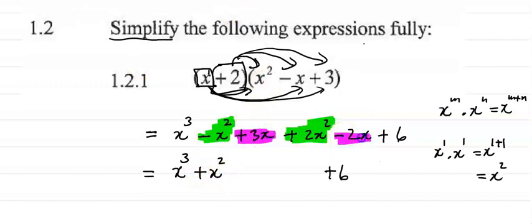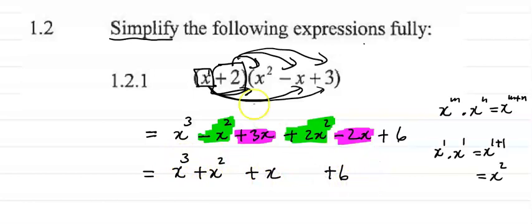Plus 3x and minus 2x. That's like saying 3 apples minus 2 apples is 1 apple. Excuse the analogy. So positive 3 minus 2 is going to give us positive 1, so we're going to write there plus x. So 3x minus 2x is plus x. Therefore we have x cubed plus x squared plus x plus 6. And all these terms now are unlike terms.